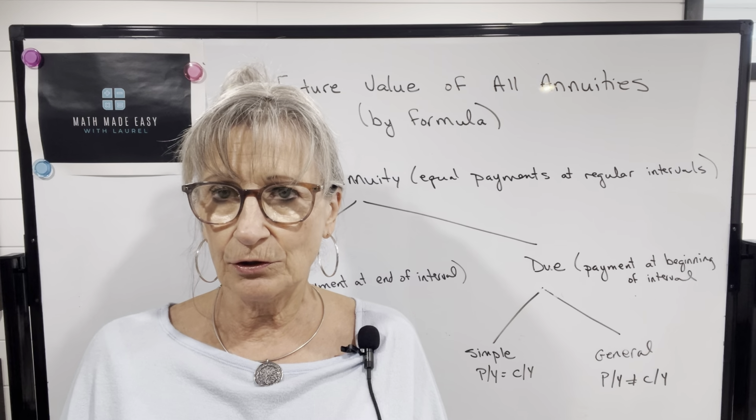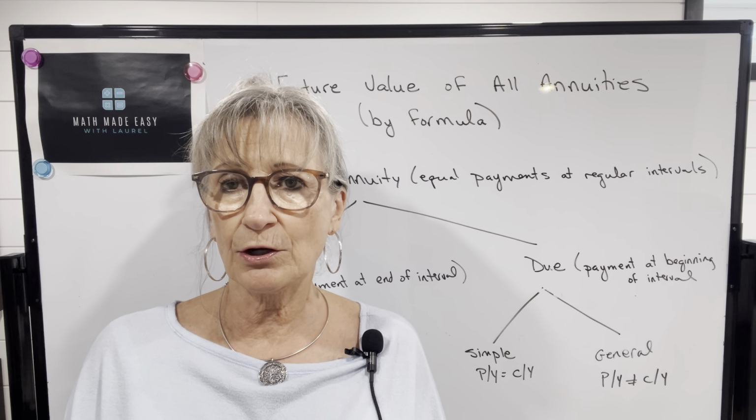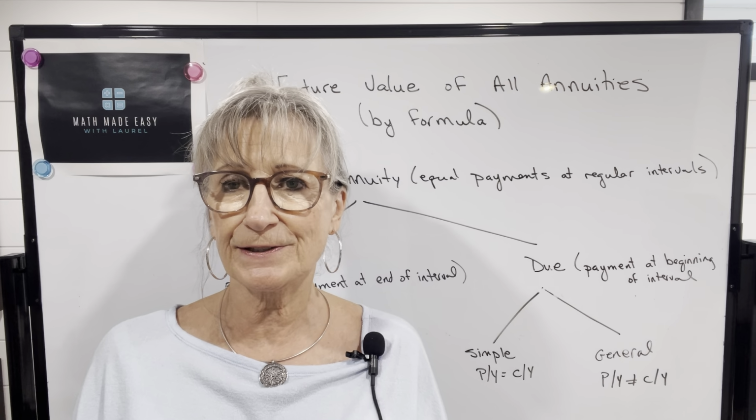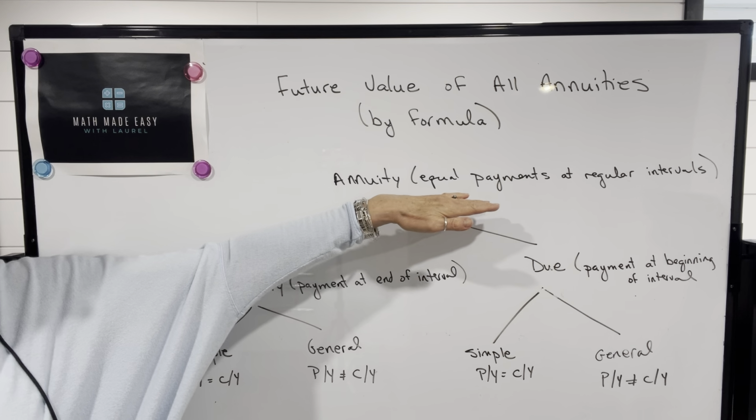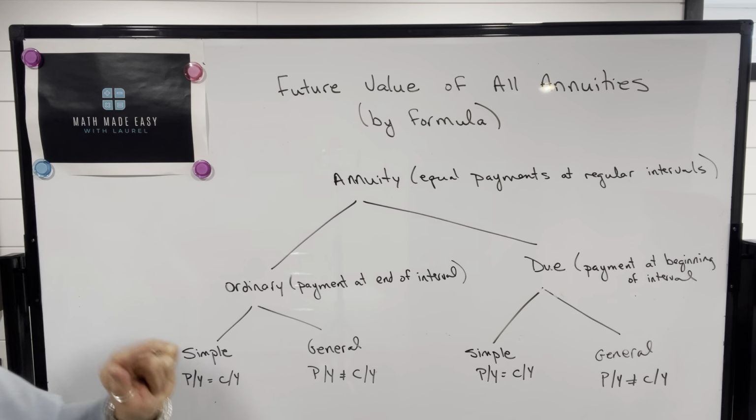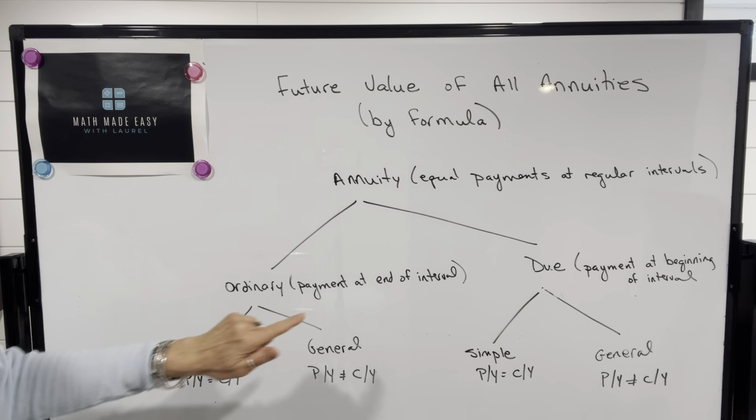Before we actually take a look at the formulas, let's just talk about the characteristics for each of the types of annuities. First of all, the definition of an annuity is equal payments at regular intervals. If those payments are at the end of the interval, it's called an ordinary annuity. If the payments are at the beginning of the interval, it's called an annuity due. And then each of these is further divided depending on the frequency of the payments and the frequency of the compound periods.